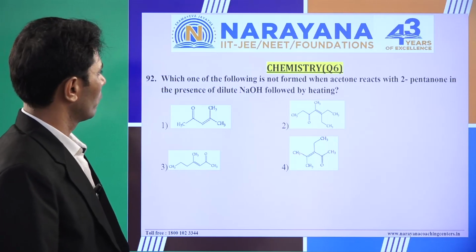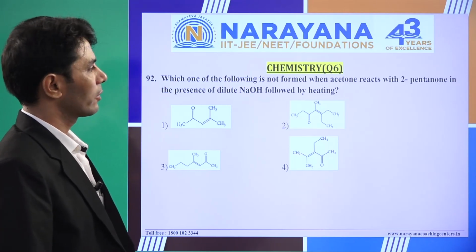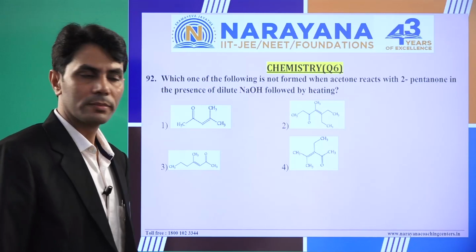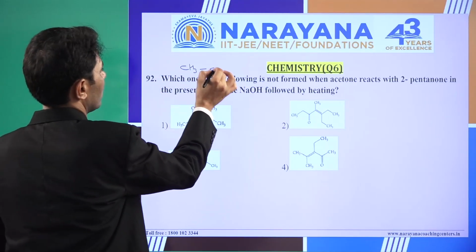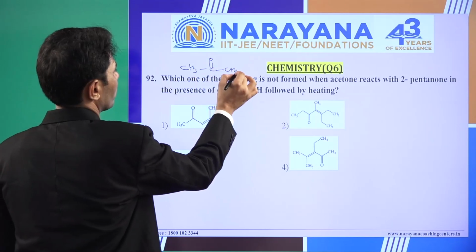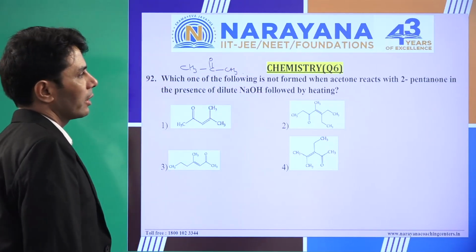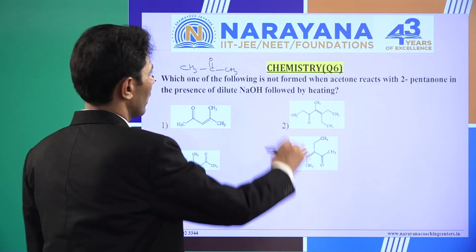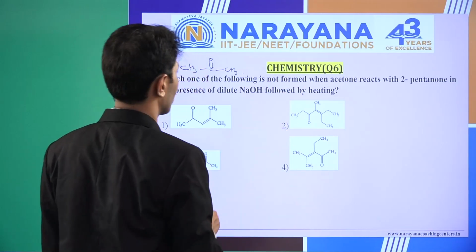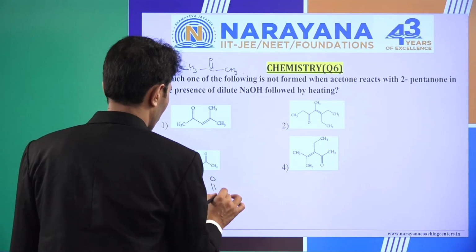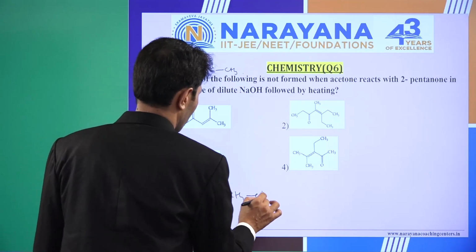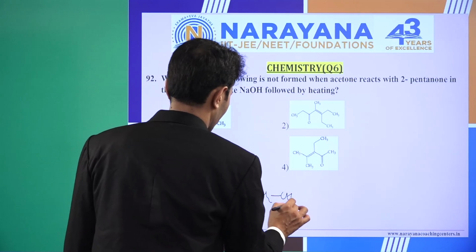Okay, which one of the following will not form when the acetone reacts with 2-pentanone? Acetone means this molecule CH3, C double bond O and CH3. It reacts with 2-pentanone. There is limited space. CH3, C double bond O, CH2 and CH3. Right? Pentanone 2.